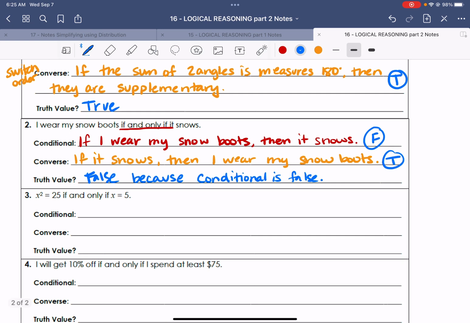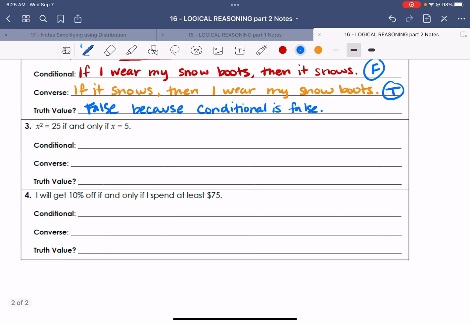Okay, so go ahead and pause the video again. Try number 3. Number 3 is a little tricky if you don't remember how square roots work and squaring something, but I'm sure you can get it. I'm sure you can at least write the conditional and the converse. You just might not know true, false, because we didn't cover this a whole lot in Algebra 1. Okay, so x squared equals 25 if and only if x equals 5. So our conditional, remember we start at the beginning with if x squared equals 25, and then the stuff after the if and only if is our conclusion. So then x equals 5.